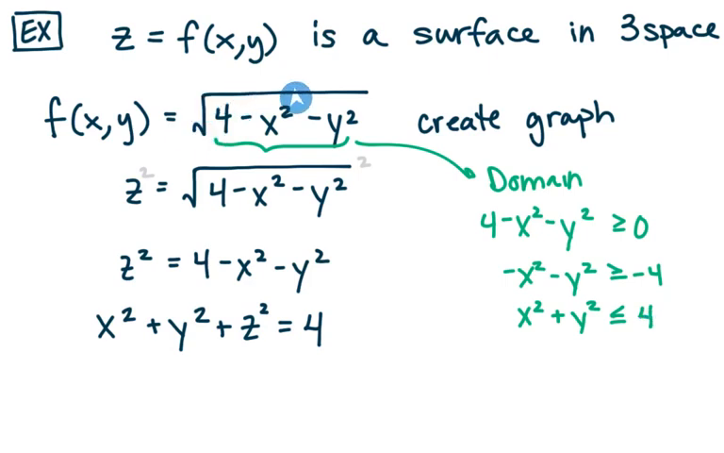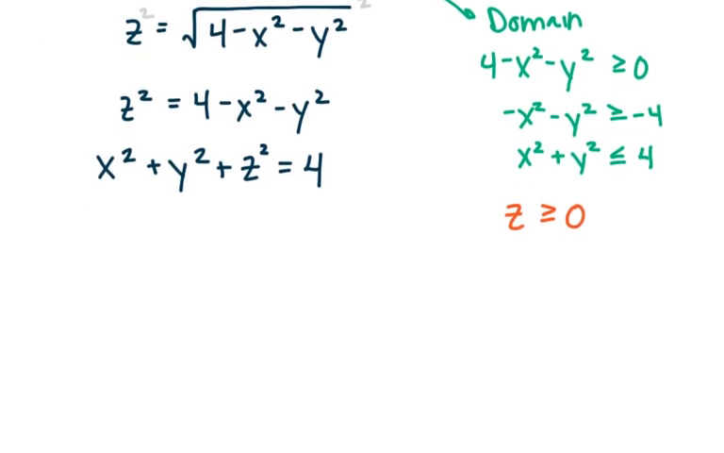But thinking about the fact that this is a square root, are my z values, my outputs, ever going to be negative? The answer is no, because you're always going to get a non-negative output from a square root. So we also know that my z values have to be greater than or equal to 0. So I'm going to scroll down here, give myself some space, and think about graphing this in my 3 space.